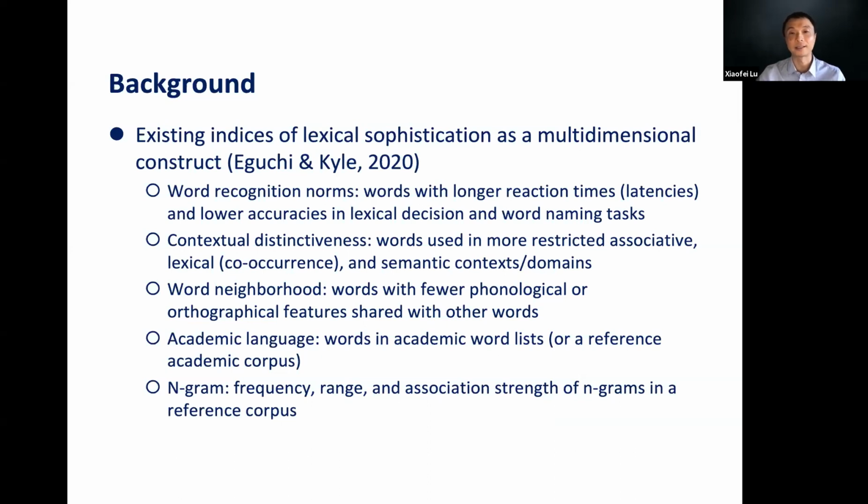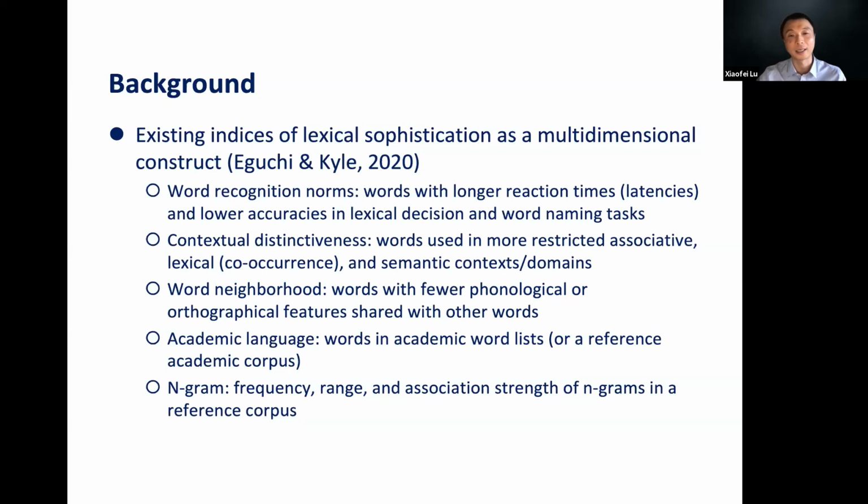Some words have silent letters, right? Like Illinois, Massachusetts. I still have trouble sometimes just spelling them. But the assumption is that if you have a word that has a unique phonological or orthographic feature, they may be more sophisticated. And then academic language.